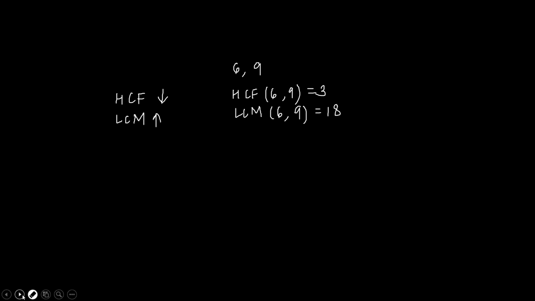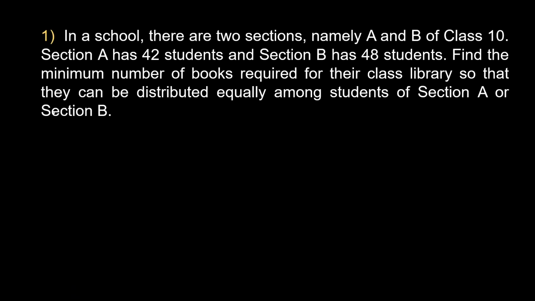So going to the first problem, let's read it first. In a school, there are two sections, namely A and B, of class 10. Section A has 42 students and section B has 48 students. Find the minimum number of books required for their class library so that they can be distributed equally among students of section A or section B.